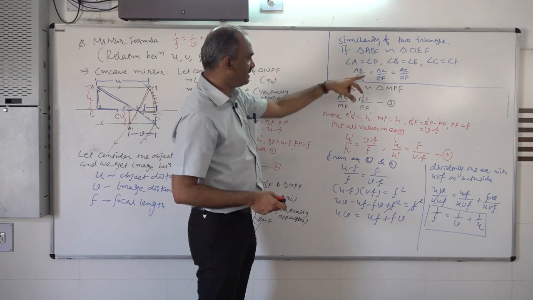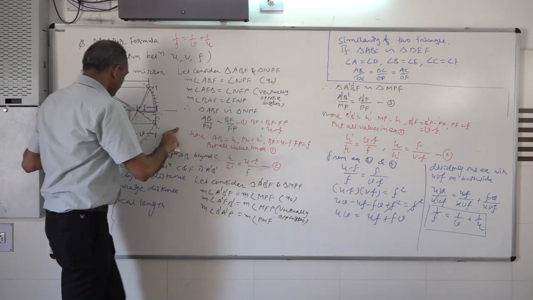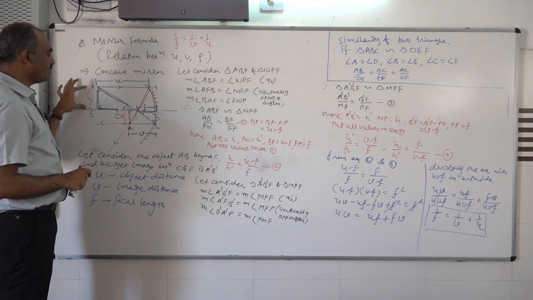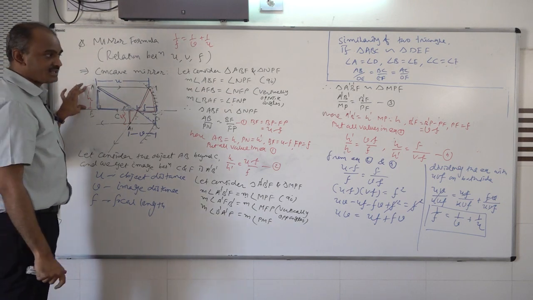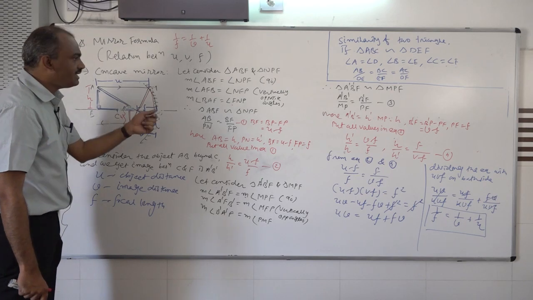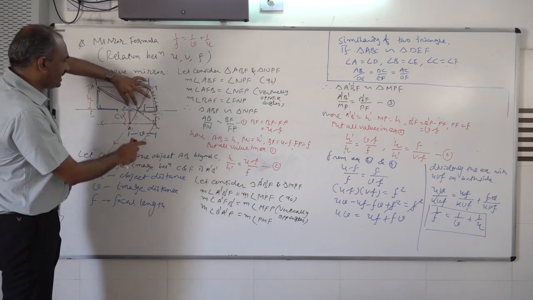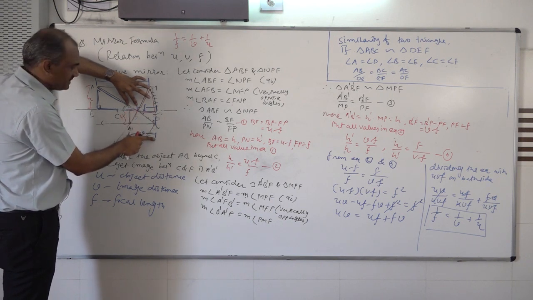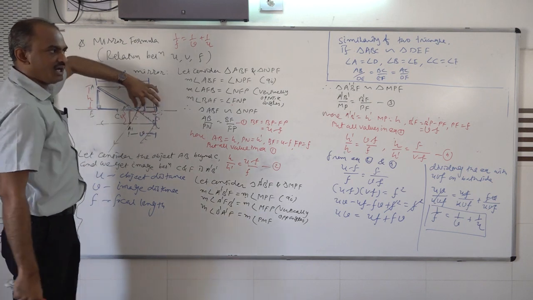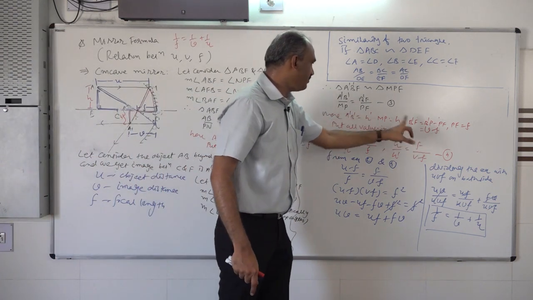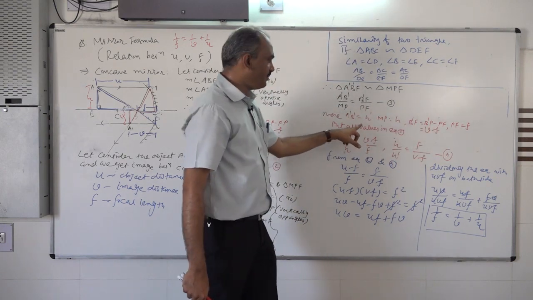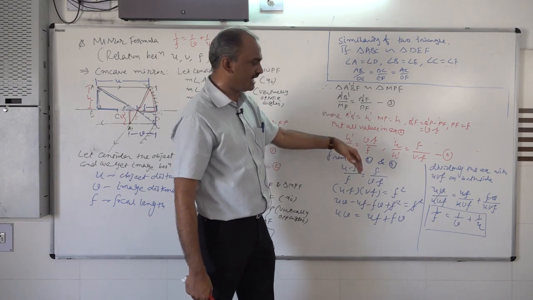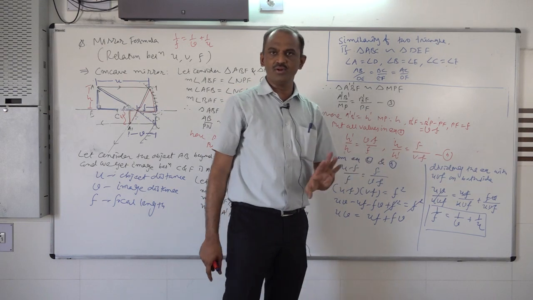Now A dash B dash is the image height h dash, and MP is equivalent to the object height h. B dash F is B dash P minus FP, where B dash P is the image distance v and FP is the focal length f. So we get v minus f, and PF is the focal length f. Once again putting all these values, we get h dash upon h is equal to v minus f upon f. Reversing, h upon h dash is equal to f upon v minus f.